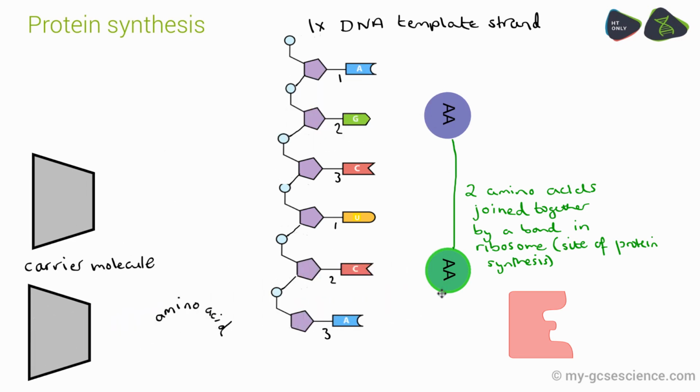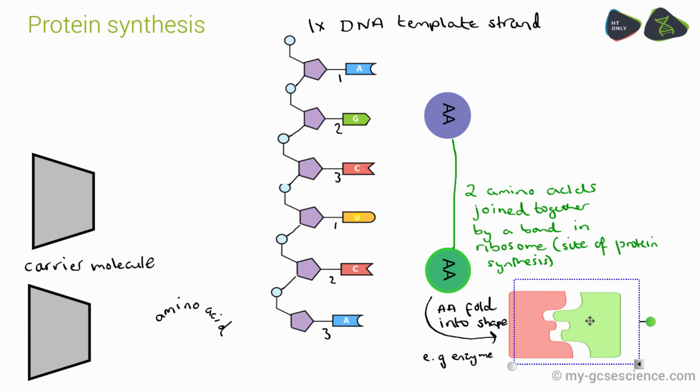Although I have two amino acids here, the reality is many more get linked together, and this chain of amino acids is then folded up into a specific protein shape. A good example would be an enzyme. Enzymes have a specific shaped active site in which a substrate molecule fits perfectly. And the shape of the active site is coded for by the sequence of amino acids it is made from, which in turn is coded for by the base sequence on DNA.